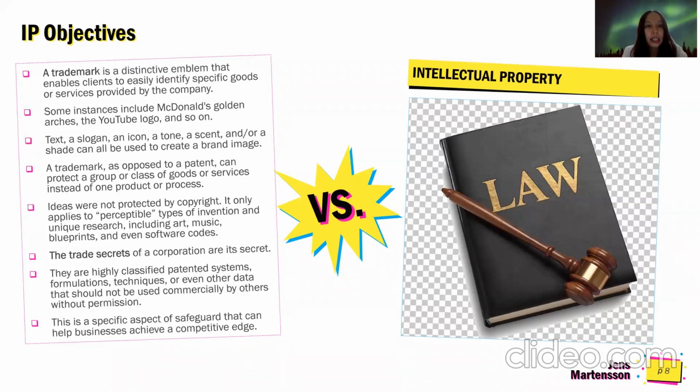A trademark is a distinctive emblem that enables clients to easily identify specific goods or services provided by the company. Some instances include McDonald's golden arches, the YouTube logo, and so on. Text, a slogan, an icon, a tone, a scene, or a shade can be used to create a brand image. And a trademark, as opposed to a patent, can protect a group or a class of goods or services instead of one product or one process.